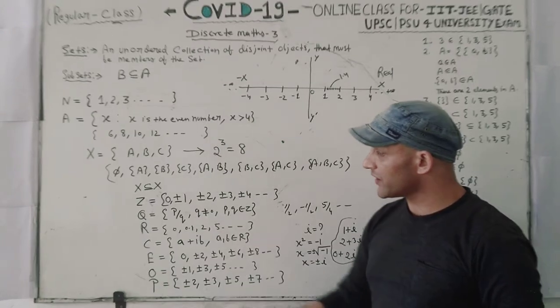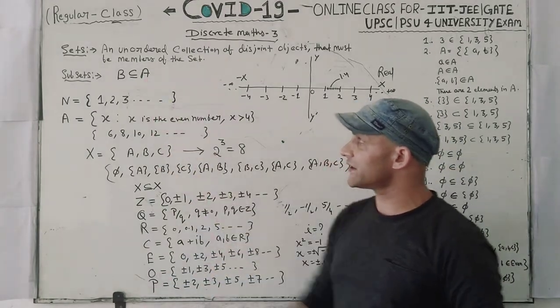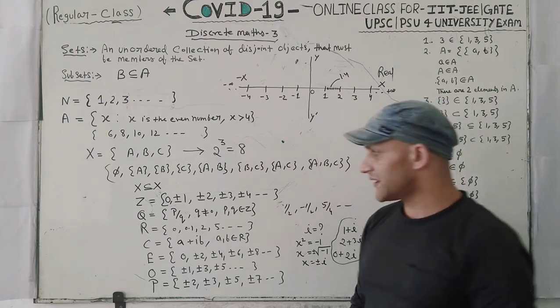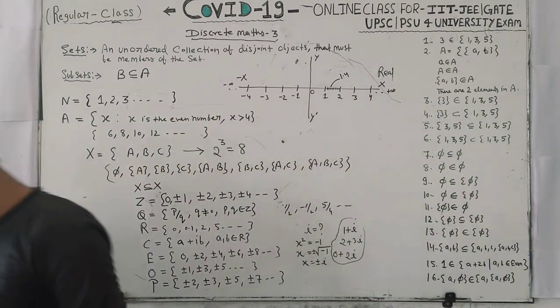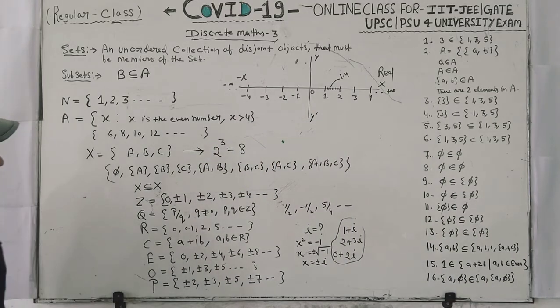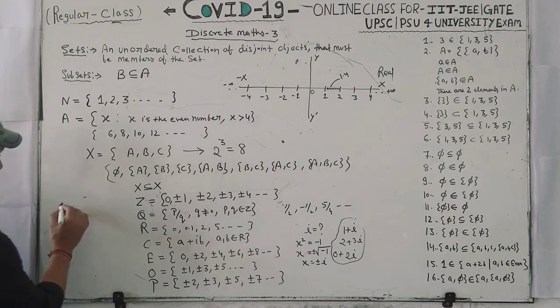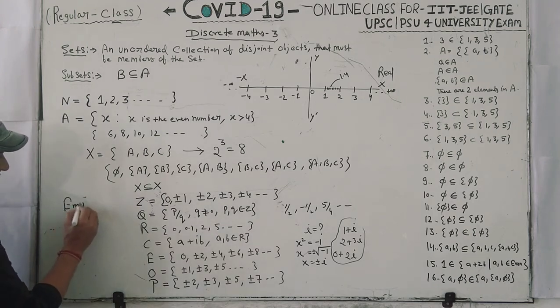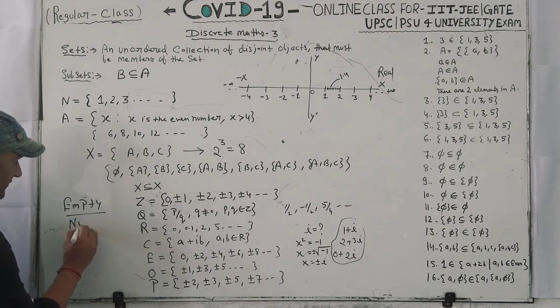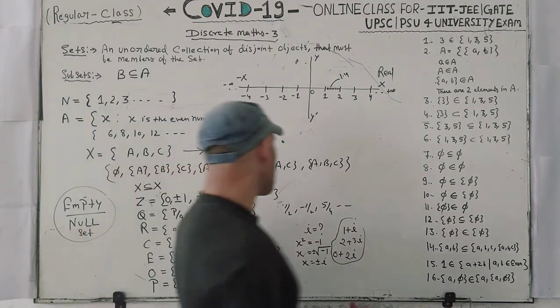We have already explained what a set is and what a subset is. Now at last we will explain the universal set and the empty set. Empty, E-M-P-T-Y, means a null set. Null set and empty set are the same. A null set or empty set means there is no element.